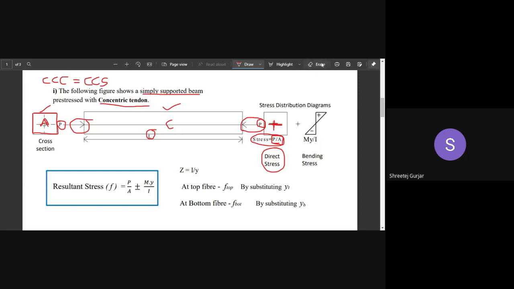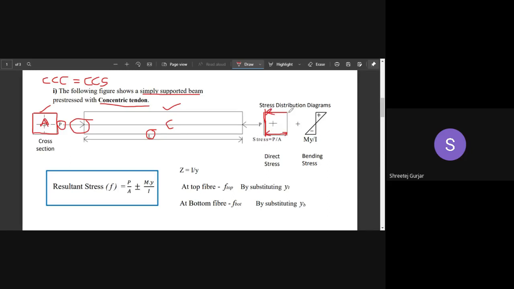Okay, it is always positive. So let me just explain this stress distribution diagram. This is the depth of your concrete, right? This is the depth of your beam, and this value is your P by A.